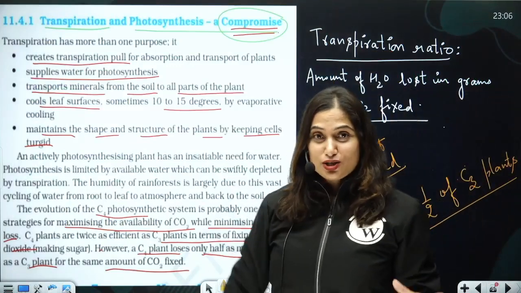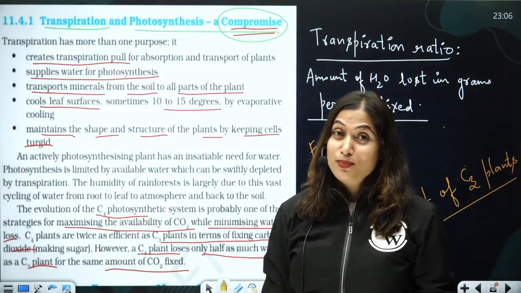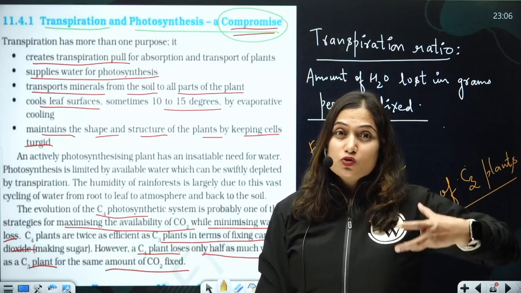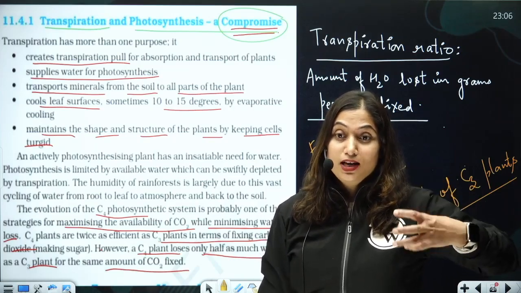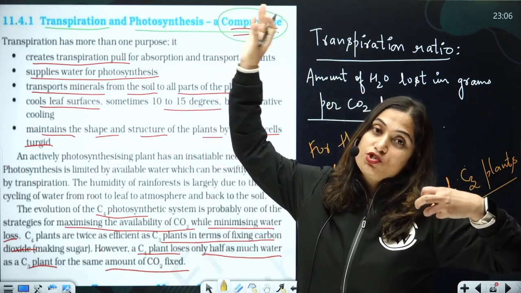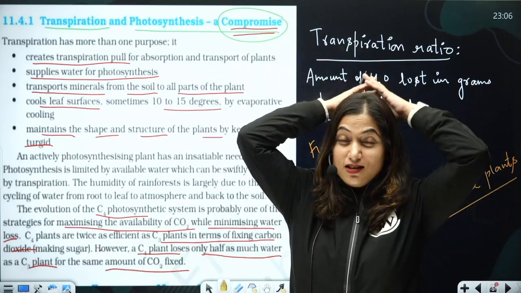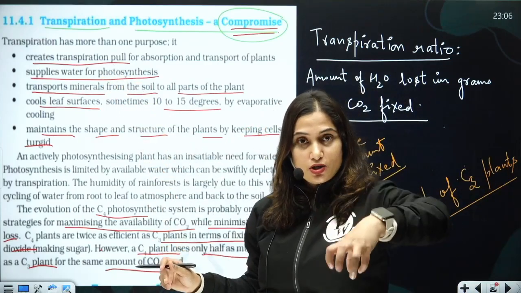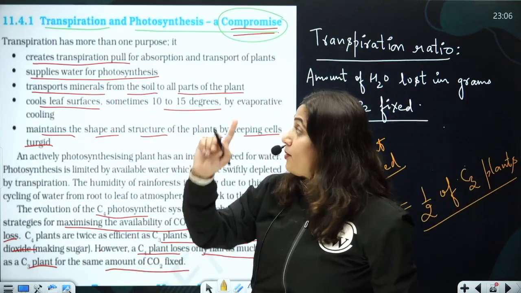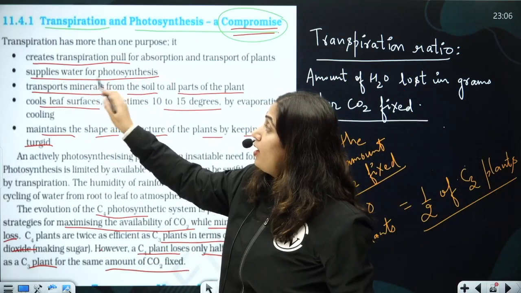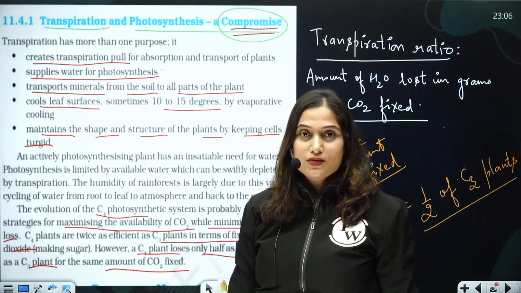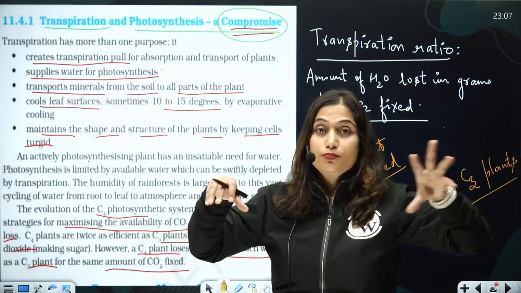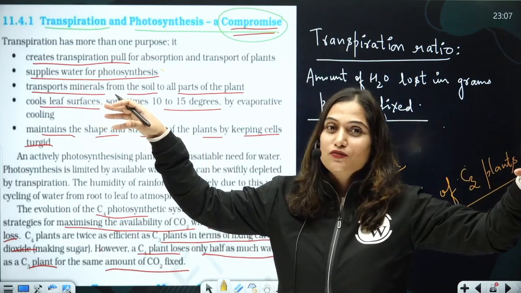Now transpiration is very important to plants, but it is evil also, because the plant is taking so much effort in absorbing the water, and transpiration is just evaporating it. So it is evil, but it is necessary. Why? Because of transpiration, transpirational pull is created. Because of transpiration, there is supply of water for photosynthesis in the leaves, right? Because of transpirational pull, the minerals get transported to the various parts of the plant.